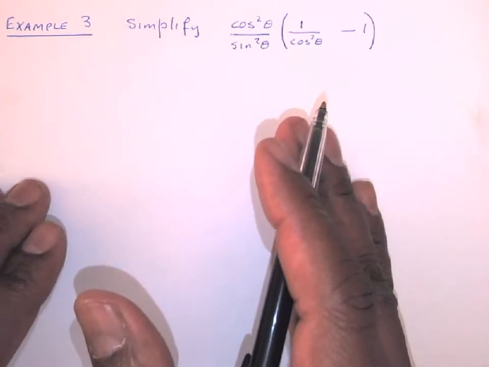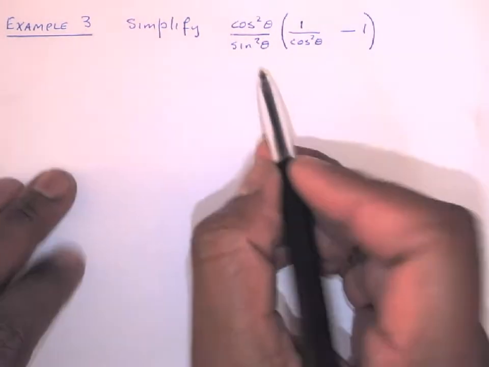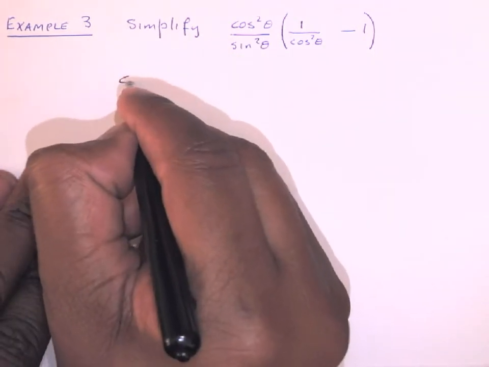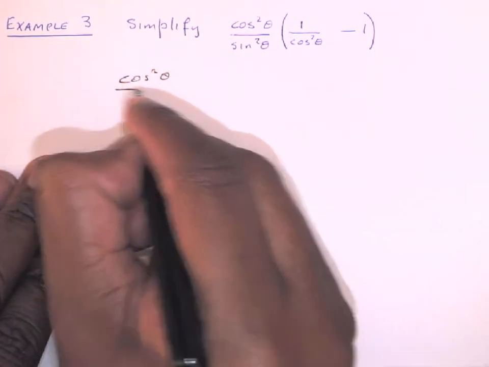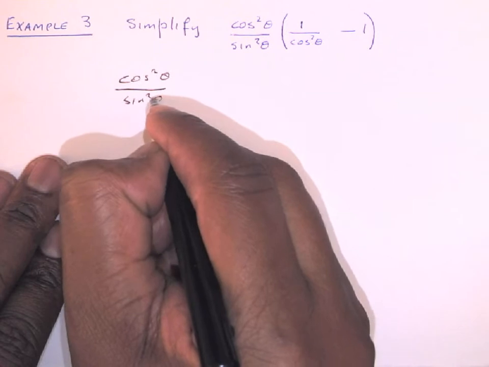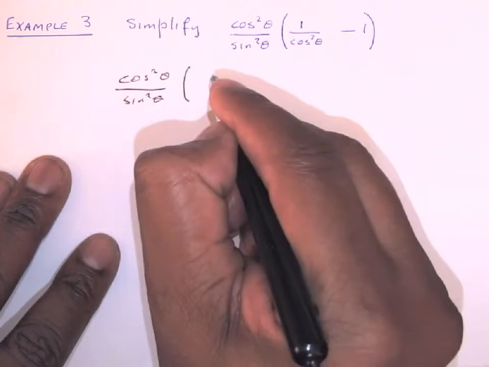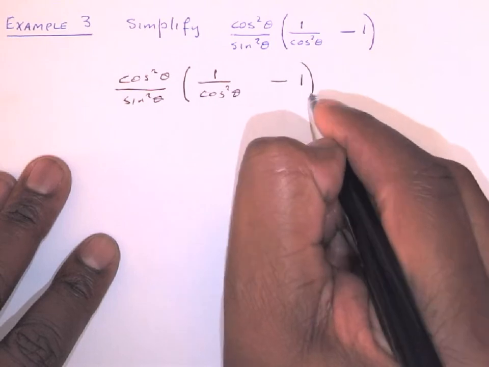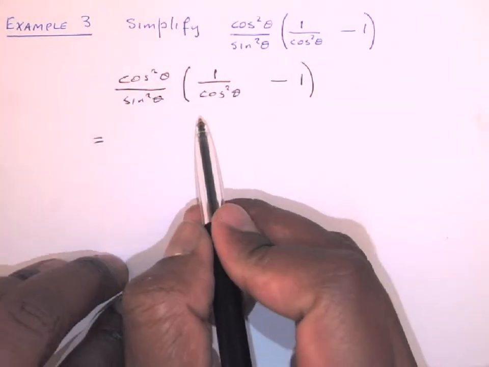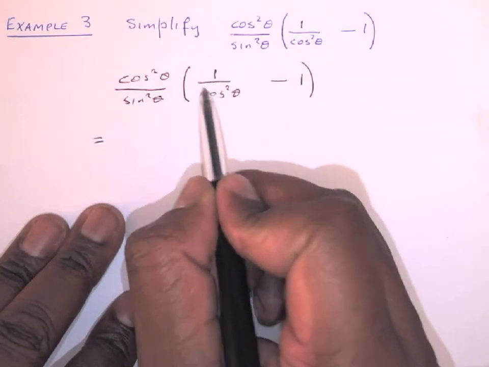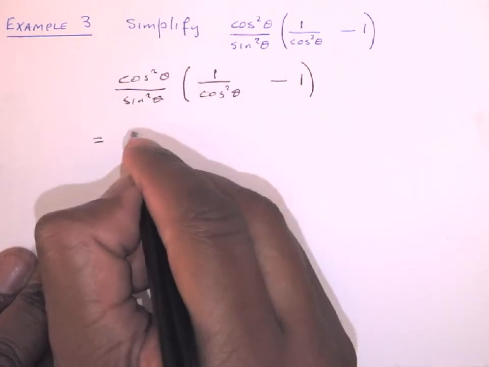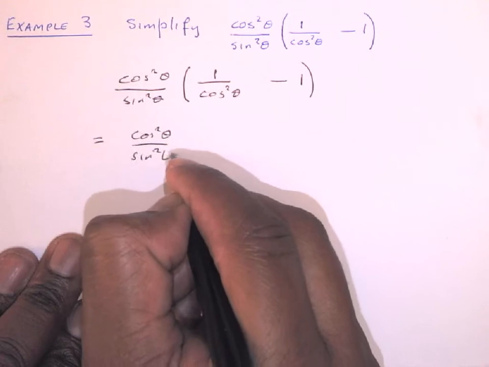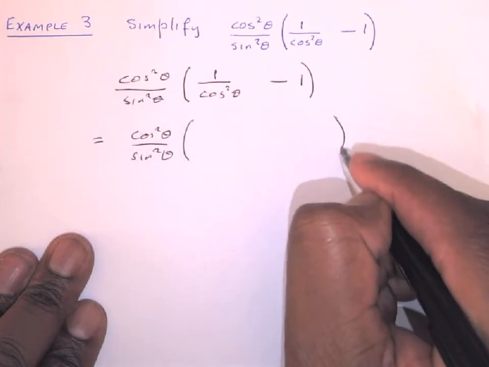I'll use one method which will stick to what we are doing here. Alright, let's take this thing here. I've got to simplify this expression. Let's write it as cos squared theta over sine squared theta, bracket 1 over cos squared theta minus 1. And you remember that the laws of mathematics say you must always try and find the answer inside the bracket first. So I've got cos squared theta over sine squared theta. So I need to find out what is the answer here.